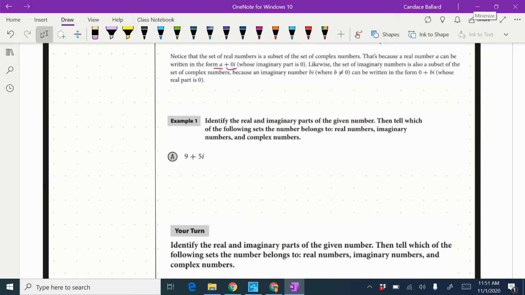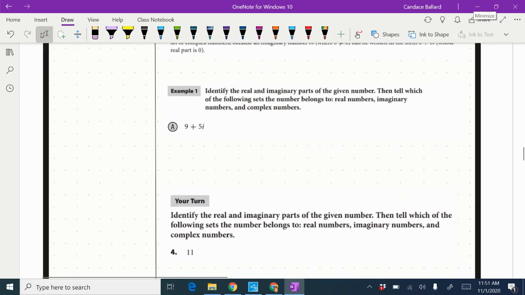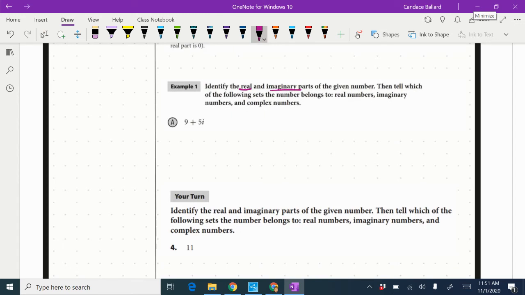All right, let's look at example 1. All I have to do is identify the real and the imaginary parts of the given number, then tell which of the following sets the number belongs to: real numbers, imaginary numbers, or complex numbers. Okay, so I'm going to identify the real part, the imaginary part, and then which set it belongs to. So I'd say the 9 goes to the real part, the 5 in front of the i goes to the imaginary part, and then since I have both a real number plus an imaginary number, this would have to be classified as a complex number.